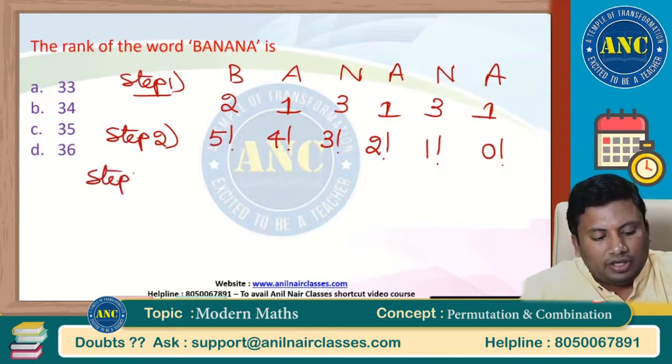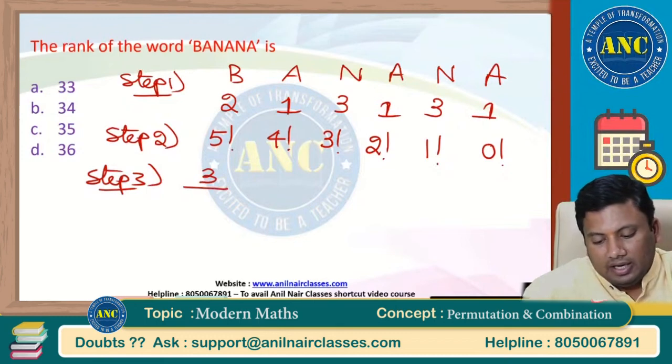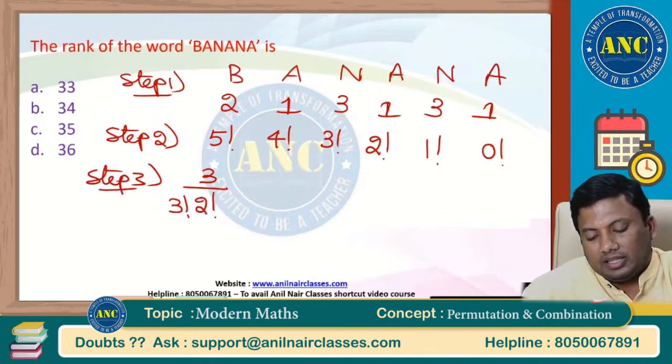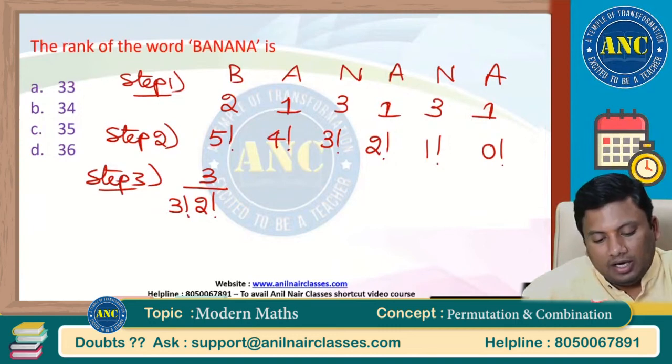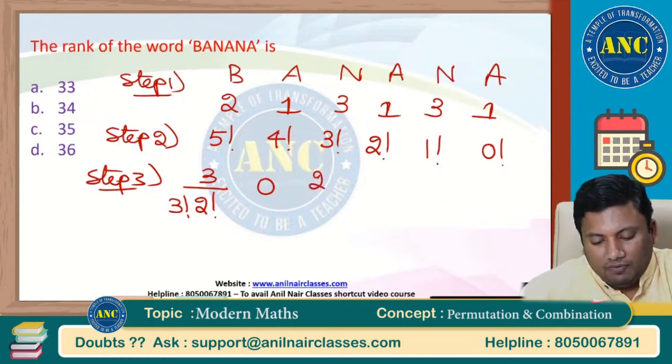Step number 3. How many numbers are there to the right side of 2? Right side of 2: 1, 1, 1, 1. 3 numbers are there. 1 is written 3 times, so 3 factorial. 3 is written 2 times, so it is 2 factorial. How many numbers are there to the right side of 1? Nothing. It is 0. How many numbers are there to the right side of 3 which are less than 3? It is 2. 3 is written twice. 1 is also written twice.